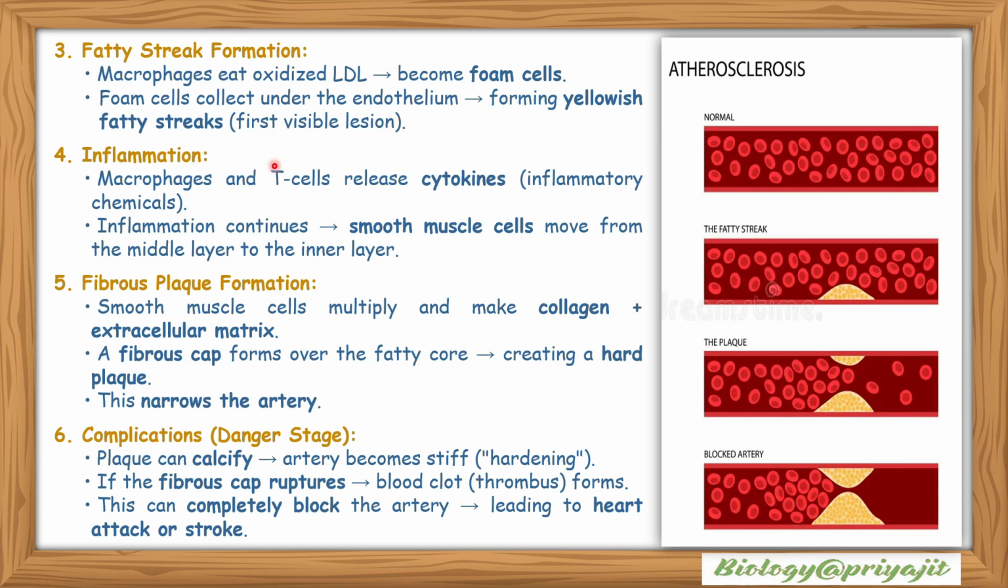First visible lesion. Inflammation: macrophages and T cells release cytokines, inflammatory chemicals, and this inflammation continues. Smooth muscle cells move from the middle layer to the inner layer. Fibrous plaque formation: smooth muscle cells multiply and make collagen and extracellular matrix. A fibrous cap forms over the fatty core, creating a hard plaque. This narrows down the artery.